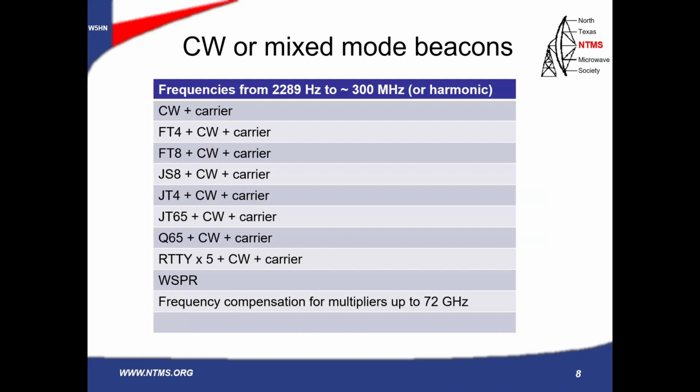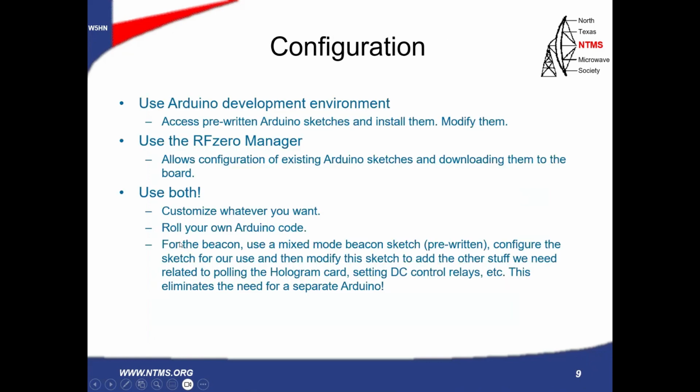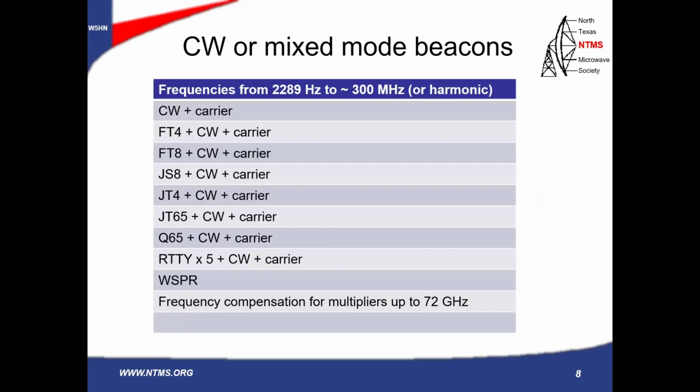Now, here's where I want to get your attention. Because for frequencies that are way down low, up to about 300 megahertz, or the harmonic, you can generate all of these mixed mode beacons. So I'm real interested in this one that says Q65 plus CW plus carrier.